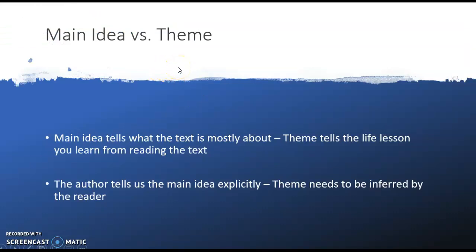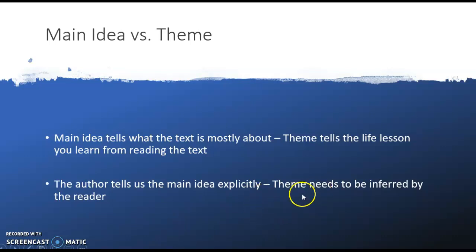Two points to consider. First, main idea tells what the text is mostly about. Theme tells the life lesson you learn from reading the text, as we said earlier. But also think about this idea. The author tells us the main idea explicitly. And what that means is the author is writing out through the whole text what the main idea is. The author's telling you the main idea. The author's writing in the supporting details. That's taught to you explicitly. The author is giving you that information.